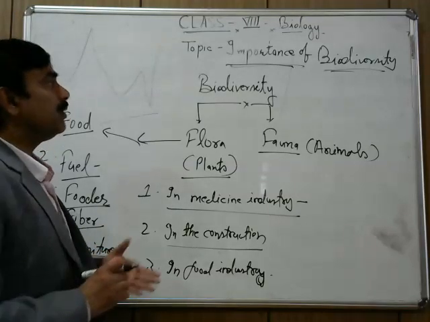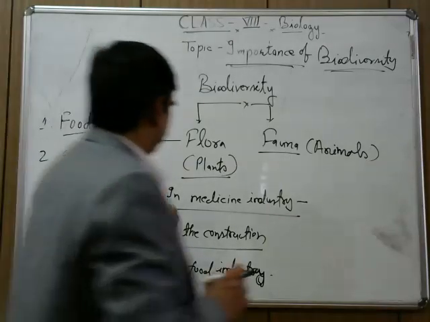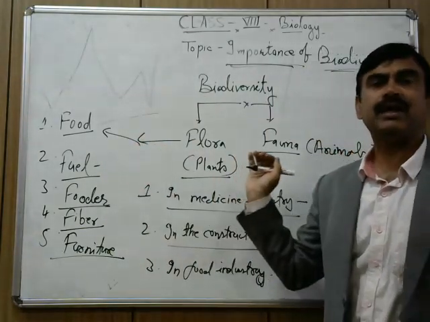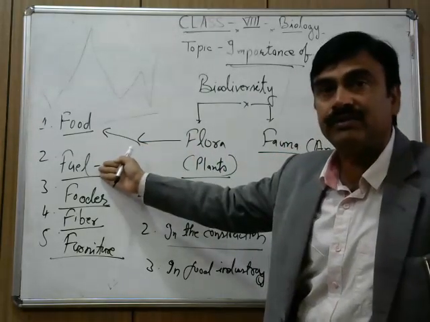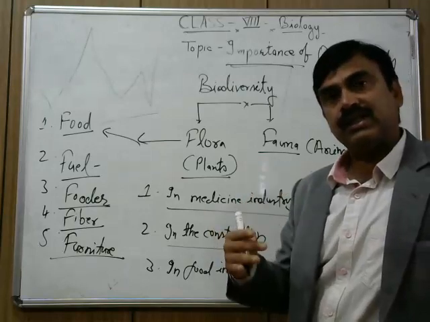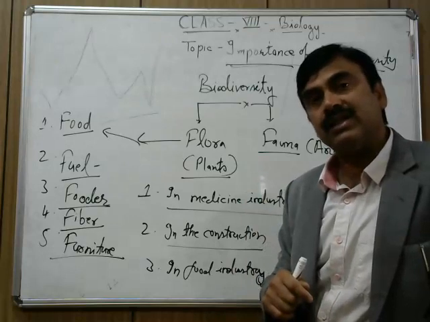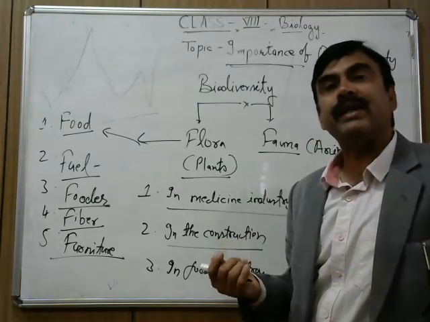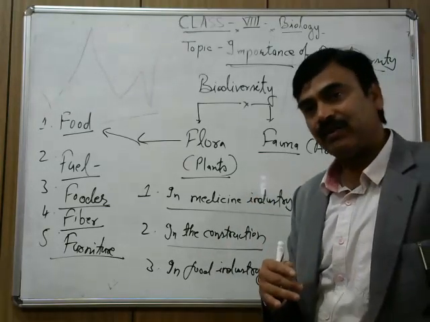So as far as the importance of biodiversity is concerned, we can easily write that we are getting food from the plants, from the plant variation, no doubt. We are getting fuel from the plants. Fossils: when the plants are buried under the earth, they are converted into fossils. Coal fossils are there, and from the coal you can prepare fuel. Petrol and diesel are prepared from the fossil, right?